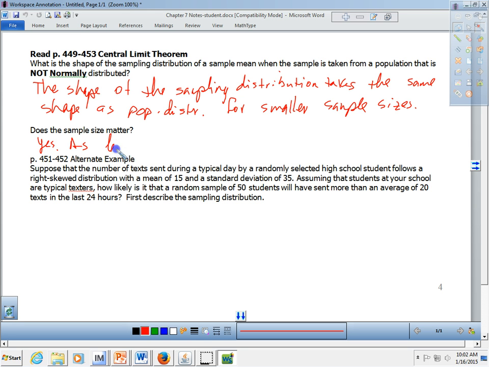And what we notice is that as long as the sample size increases, the sampling distribution becomes more normal.